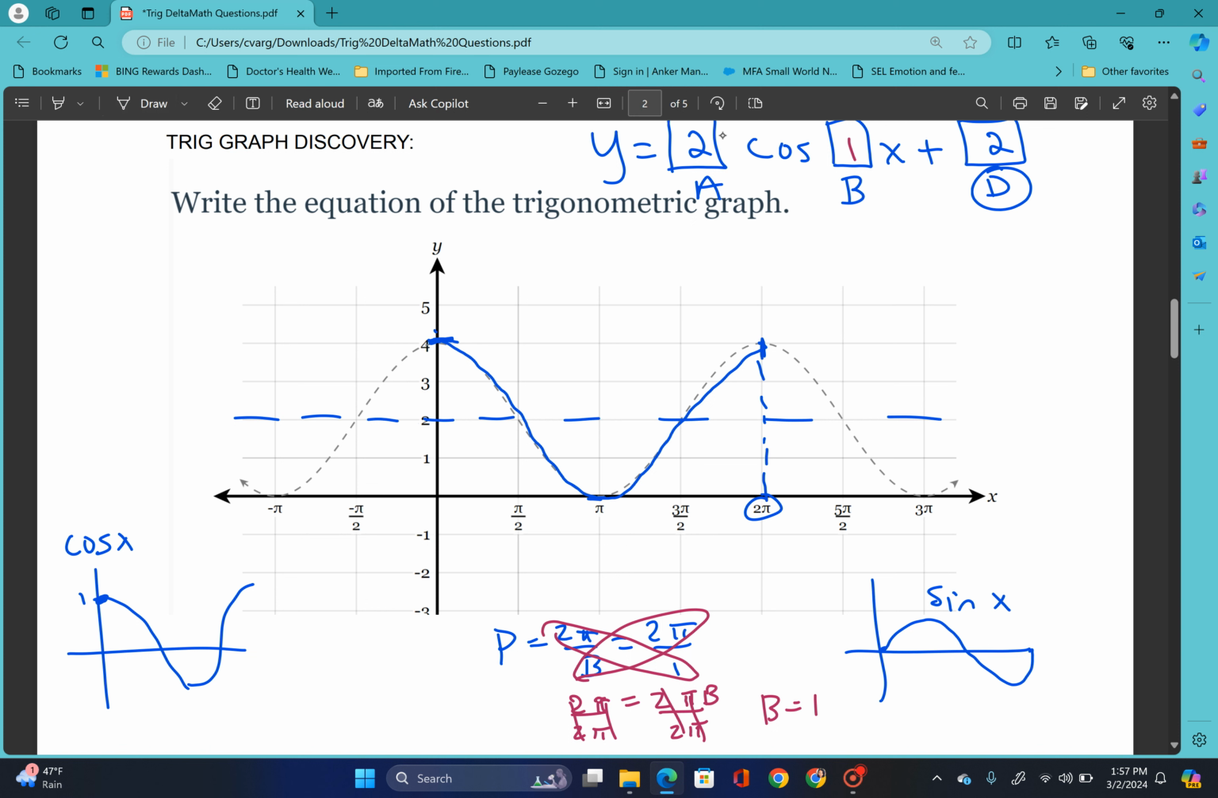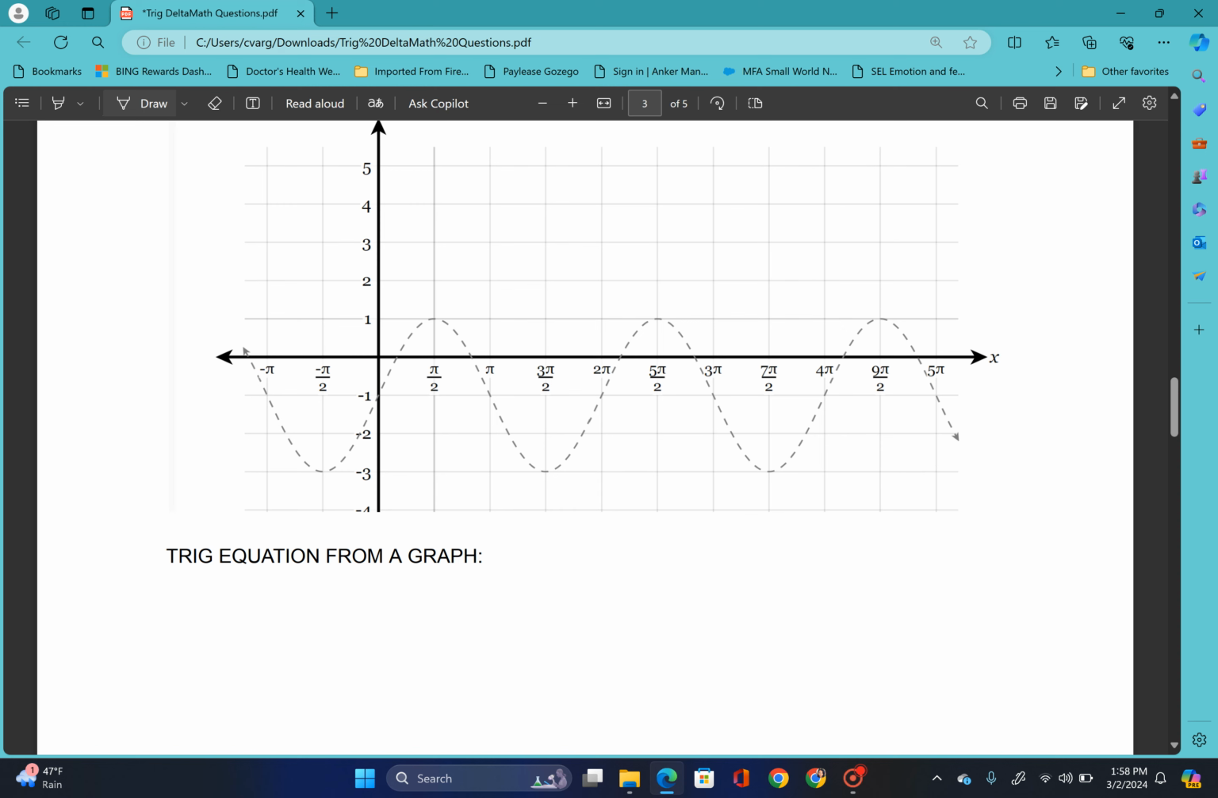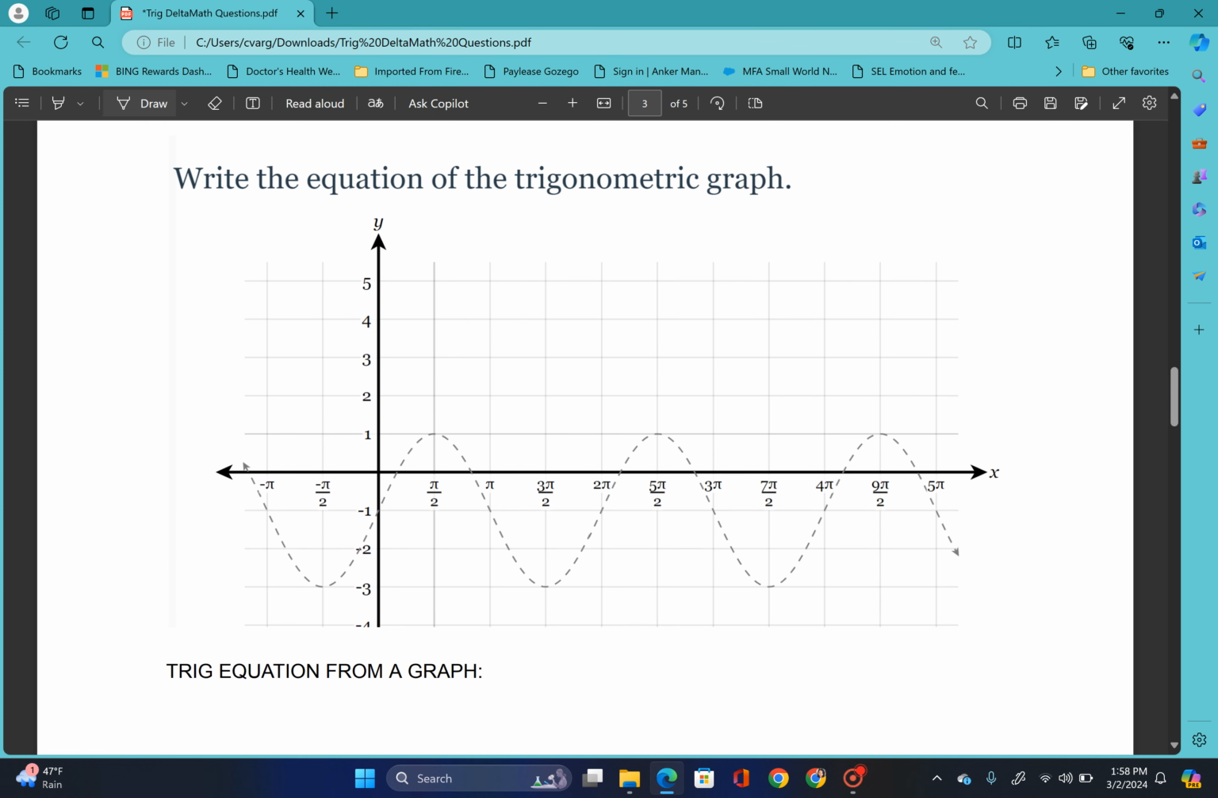y equals 2 cosine 1x plus 2, or you could just write y equals 2 cos x plus 2, you don't need the 1, right? There's an imaginary 1 here. So you could write that or you don't have to. This is our answer for the first question that we're doing, okay? Now let's go ahead to this right here, right? So this is another one, right?